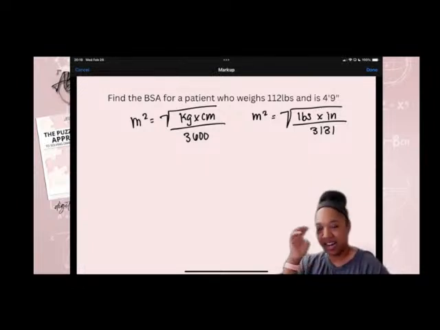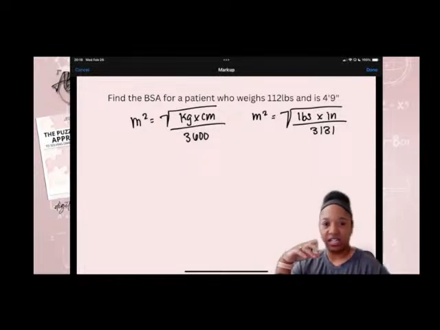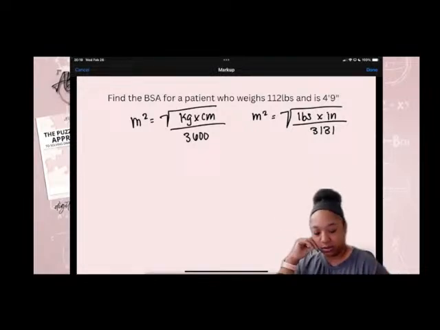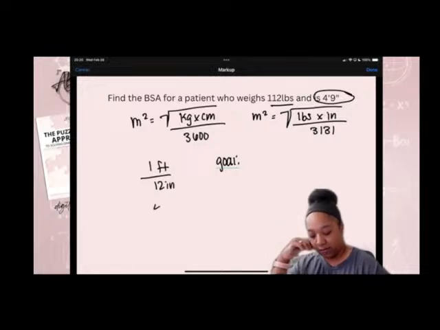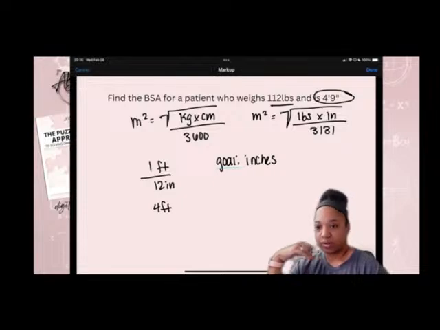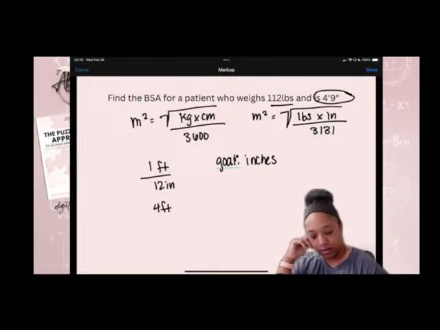U.S. All right. So boom, U.S. is one because only two people said U.S. So listen. So we have to convert this to inches. So that 1 foot equals 12 inches. Okay, and then we have 4 feet. Okay, so 12 inches.